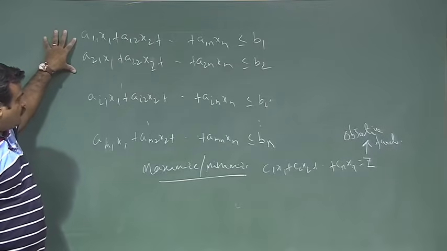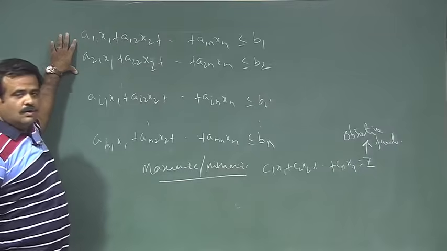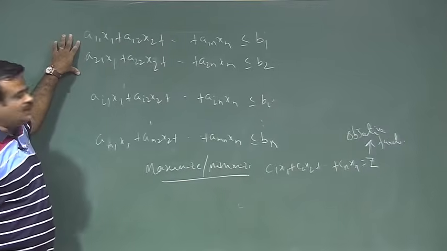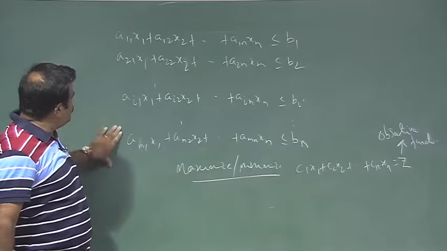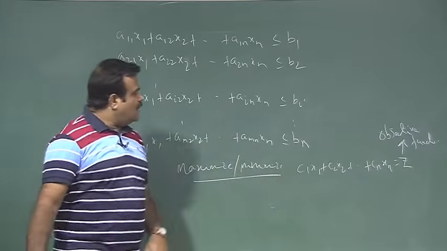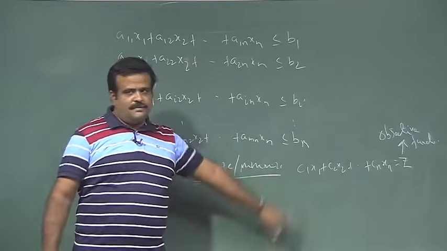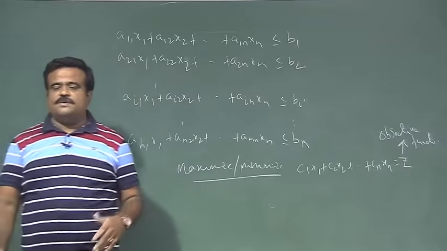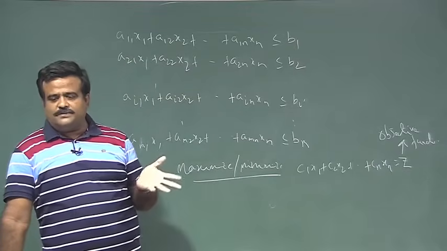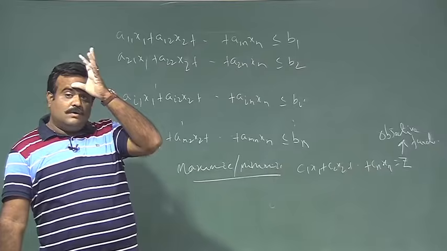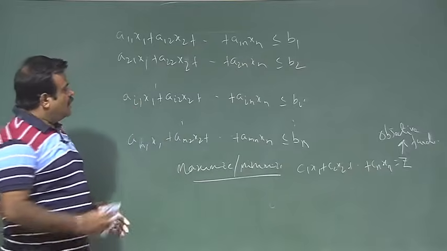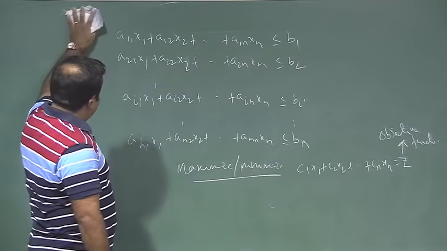So we have a given system of constraints, which is basically a system of inequalities. We have to find x1, x2, up to xn which satisfy this system and optimize the objective function, which could be in maximized form or minimized form. This can also be written in matrix form.